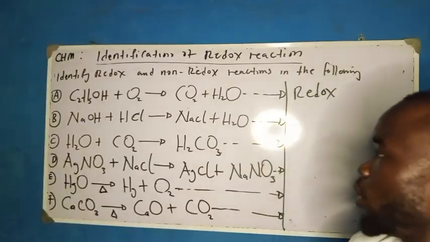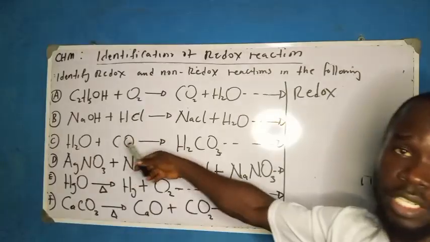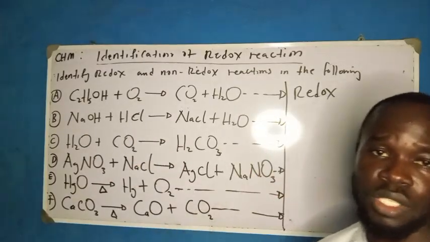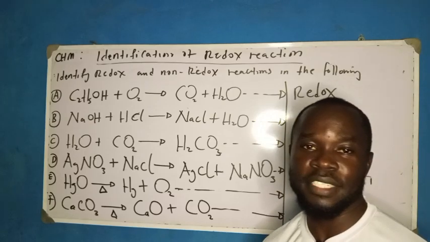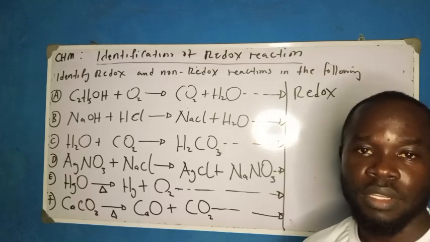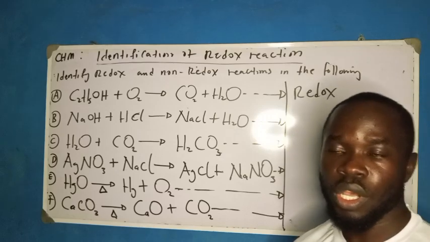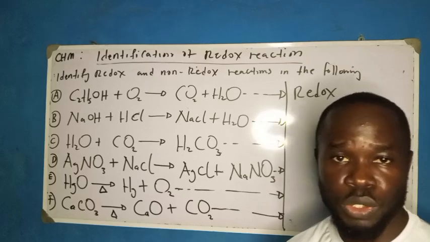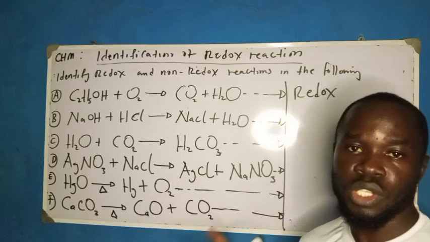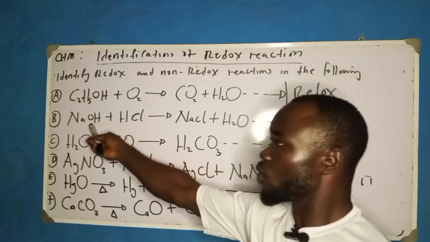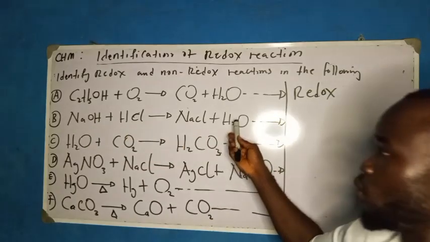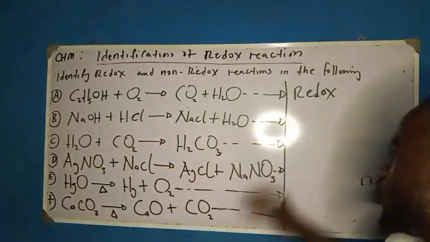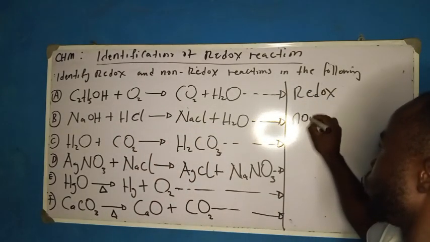Now, any chemical reaction that contains only compounds from reactant to product side is not a redox reaction. Any chemical reaction that contains only compounds from reactants to product is not a redox reaction. So if we look at this: sodium hydroxide, hydrochloric acid, sodium chloride, and water. You see these are only compounds. That means it is non-redox.